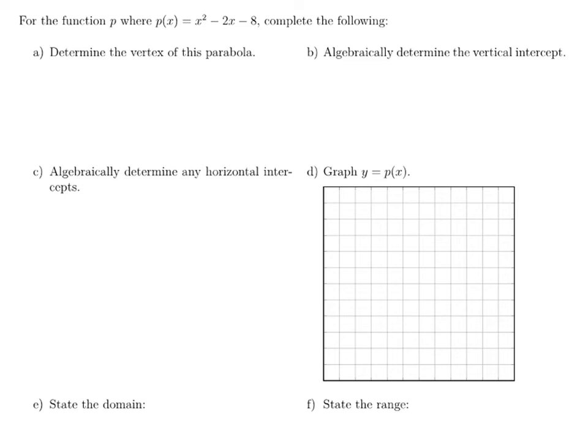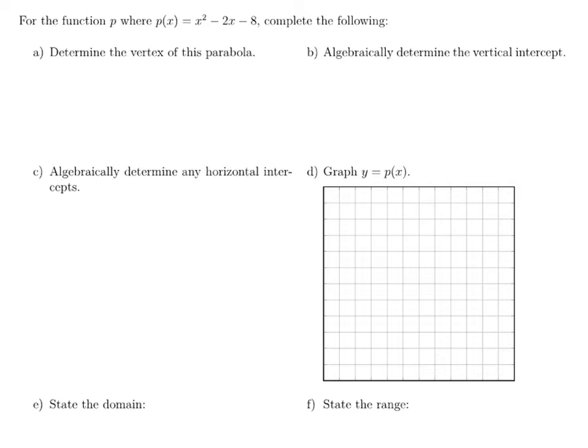In this video, we're going to algebraically determine the vertex and intercepts for a quadratic function, and then we'll use those to sketch its graph. Once we've completed its graph, we'll state the domain and range of this function. The function that we're given here is the function p, where p of x equals x squared minus 2x minus 8.